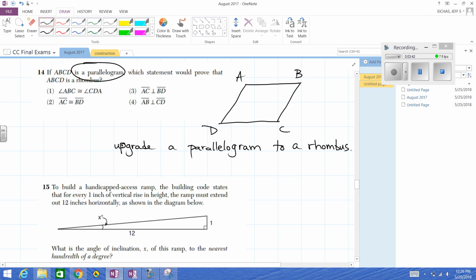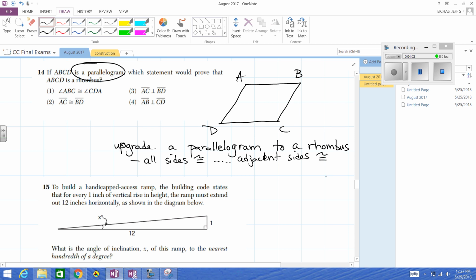Now, if we know we have a parallelogram already and we want to upgrade to a rhombus, what we would need is a couple of possibilities. All sides congruent. Since we already have a parallelogram, actually all you need is adjacent sides congruent.